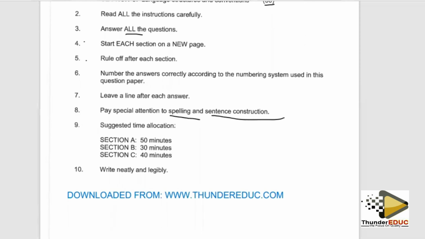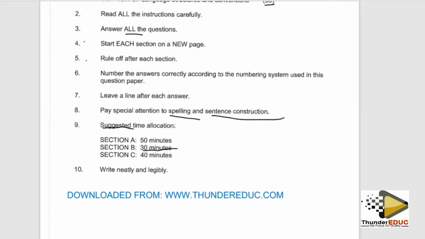These are our suggested time allocations. It is advisable that you answer Section A in 15 minutes. That is your comprehension, which is Text A and Text B. You have your Section B, which is your summary. You are advised to spend 30 minutes on Section B. And finally, you have your Section C, which is our language and our visual literacy. You are advised to spend 40 minutes on Section C.